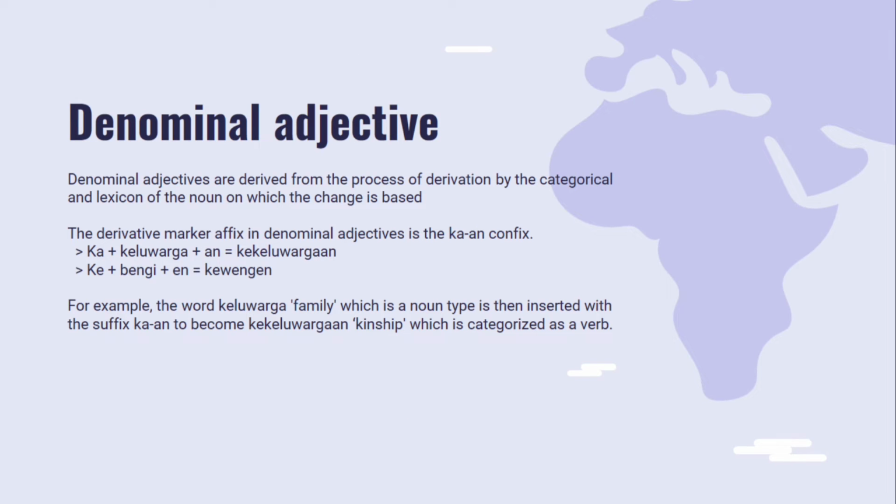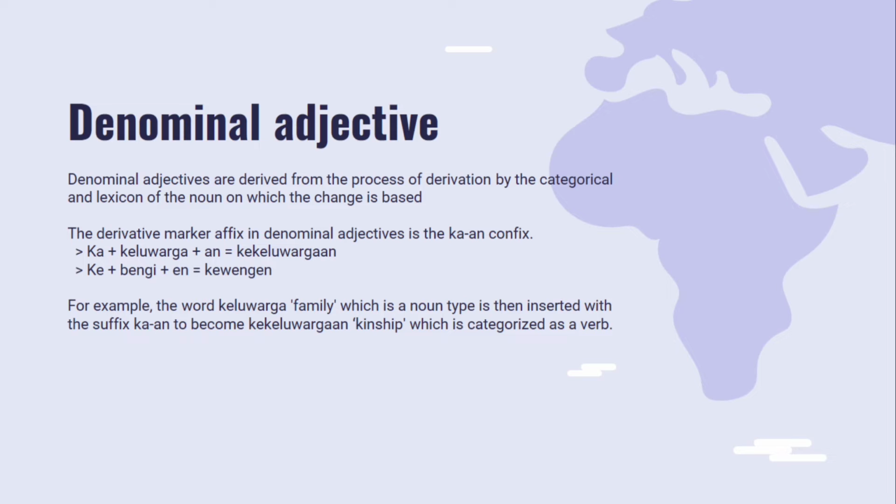The second part is denominal adjective. Denominal adjectives are derived from the process of derivation by the categorical and lexicon of the noun on which the change is based. So, adjektiva denominal adalah kata sifat hasil proses derivasi berdasarkan pengujian kategorial dan identitas leksikal berbeda dari kata benda yang menjadi dasar perubahan itu.